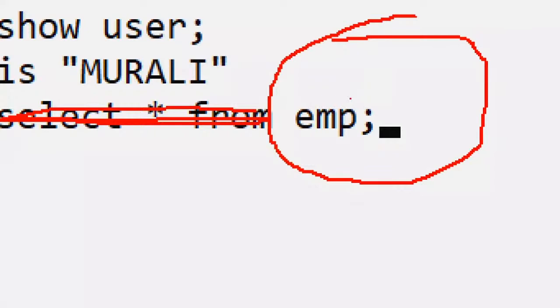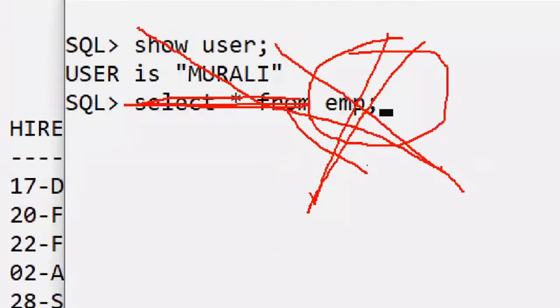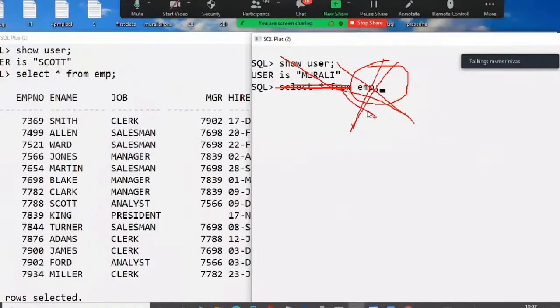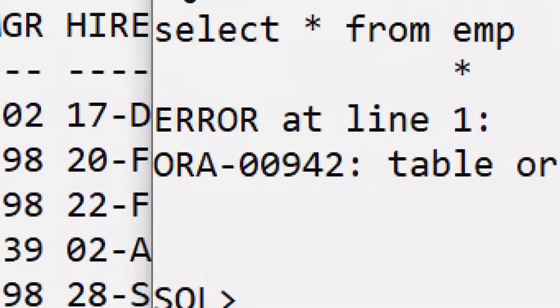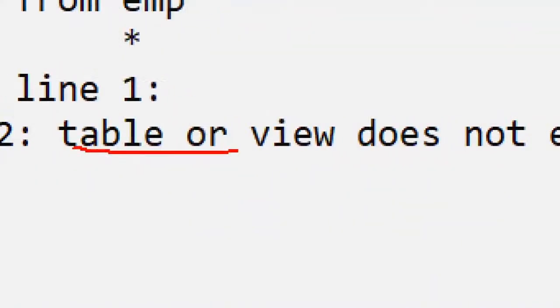Logically observed here. Possible or not possible? Very good. One fellow is telling only the correct answer. Not possible, because this EMP table is another employee's table. That's why this is not possible. Observe here, I am pressing the enter key, which means an error. Okay, fine. Oh, maybe "table or view does not exist."